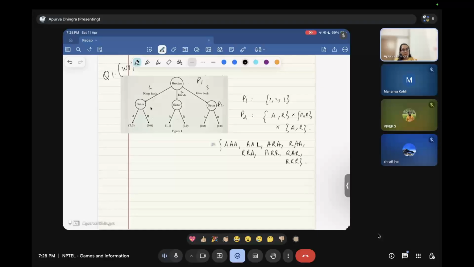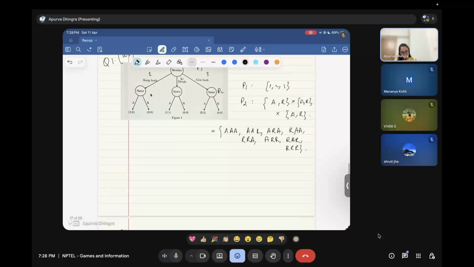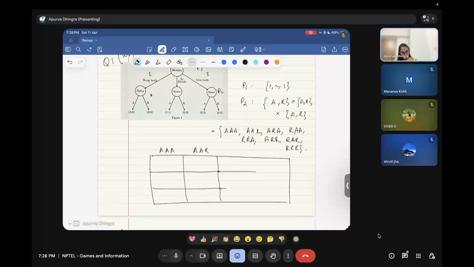Okay, so what you require to do in normal form means you need to make the matrix. So consider all of these. I'll not fill the whole thing, but I'll tell you how to fill some of it. So for example, let's take AAA and AAR, and I'll leave the rest of it for you to fill yourself. So this is 1, this is 2, this is 3. Now what this AAR means, this is at node 1, node 2, node 3.